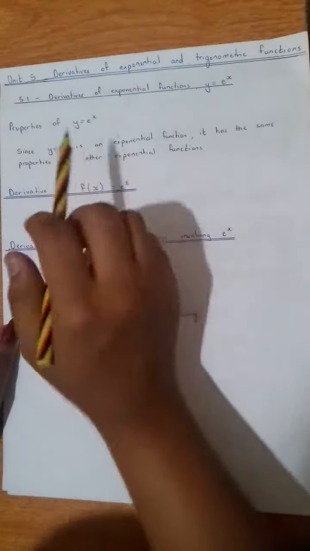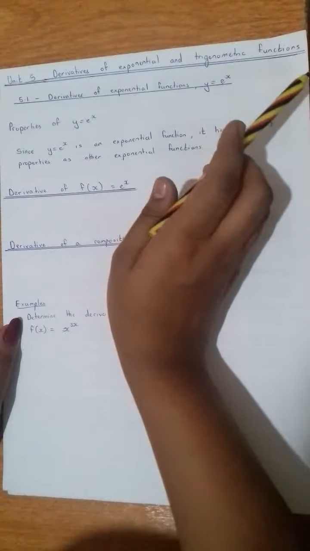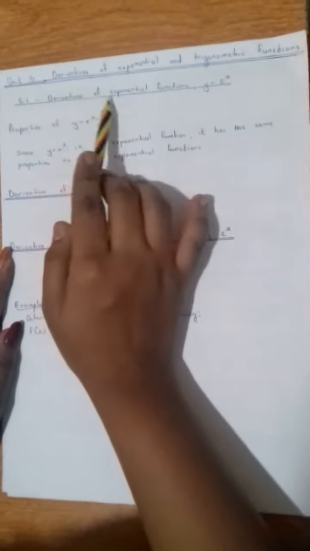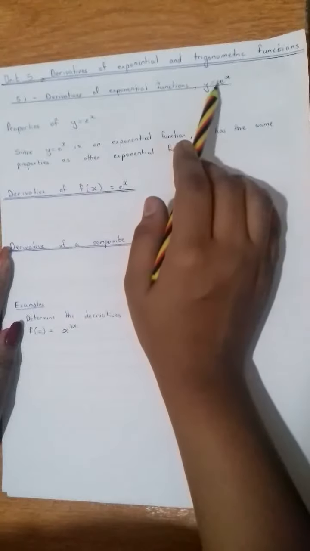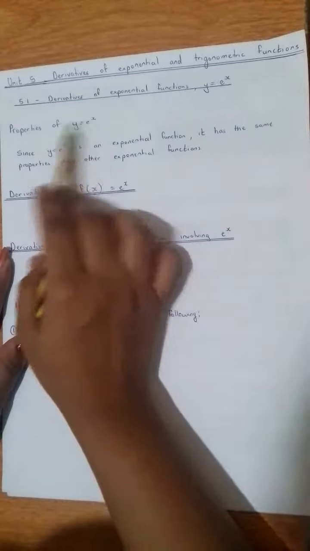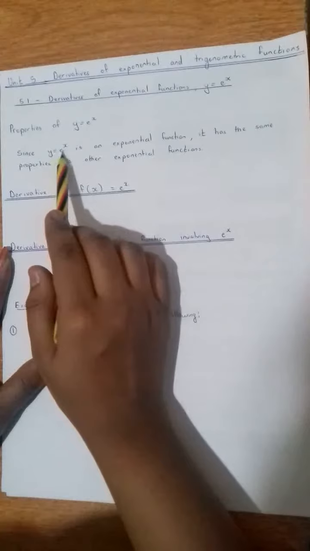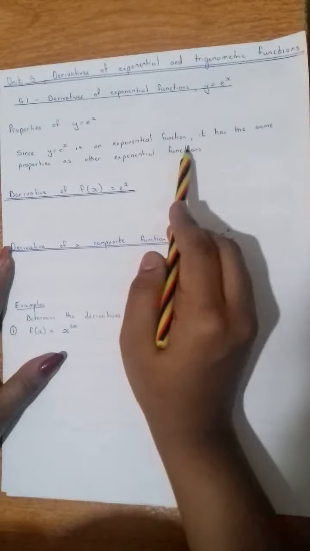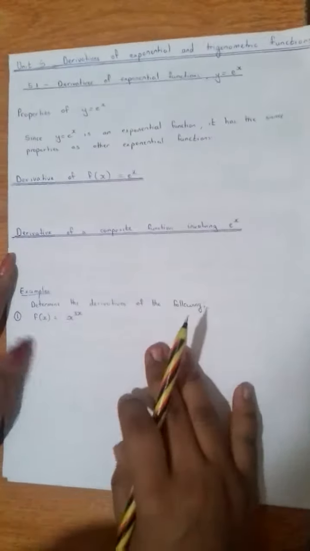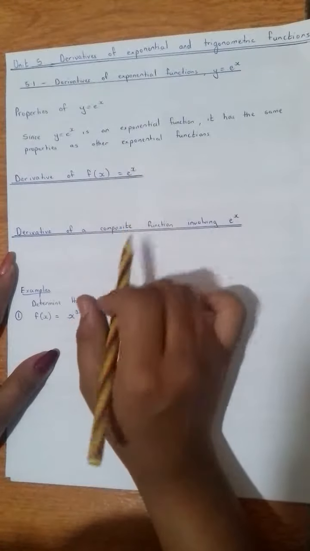So this is Unit 5, which is derivatives of exponential and trigonometric functions. Here I've chosen topic 5.1, which is derivatives of exponential functions, y is equal to e to x. First we'll look at the property of the function y is equal to e to x. Since y is equal to e power x is an exponential function, it has the same properties as other exponential functions. Now let's look at the derivative of f of x is equal to e to x.